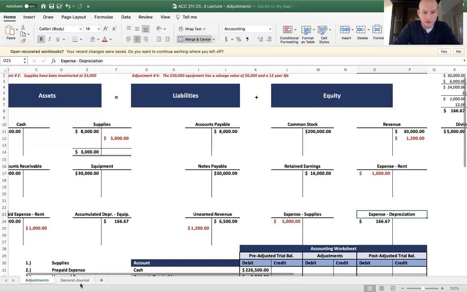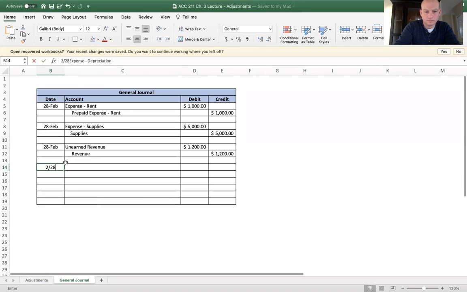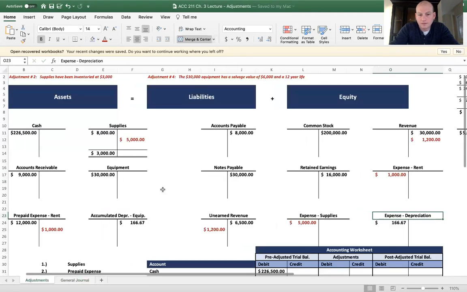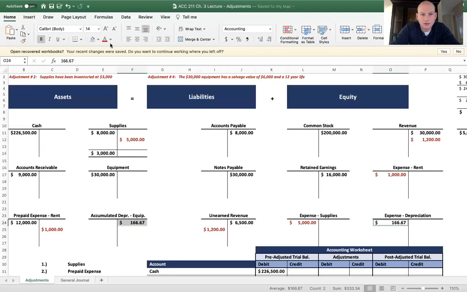So then let's go over here to this journal entry. Debit depreciation expense and credit accumulated depreciation, just like that. Okay, and then let me color code these.